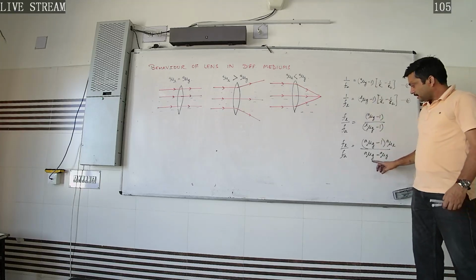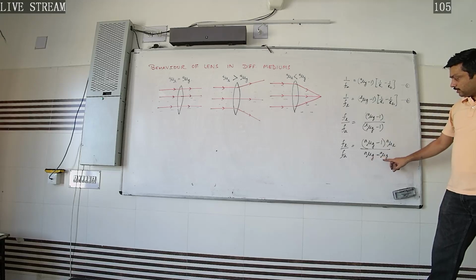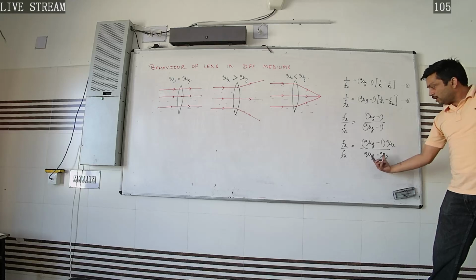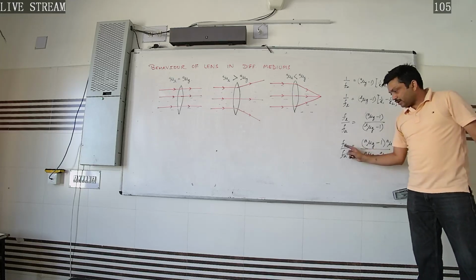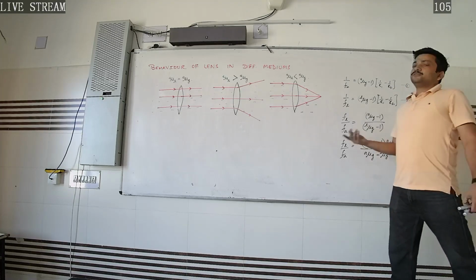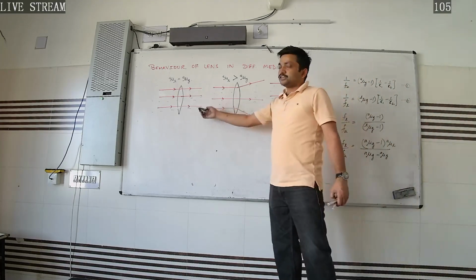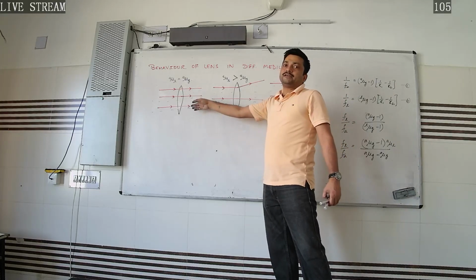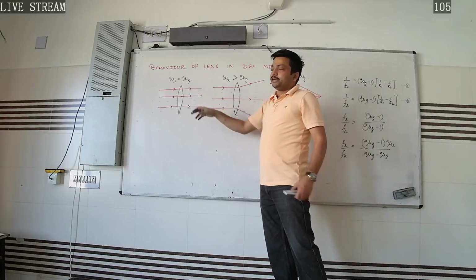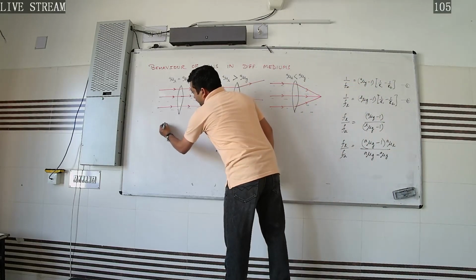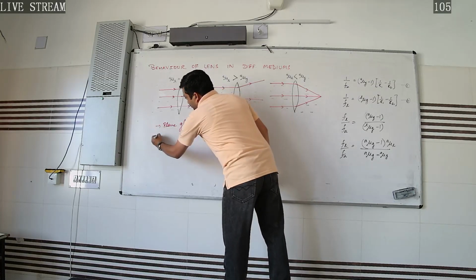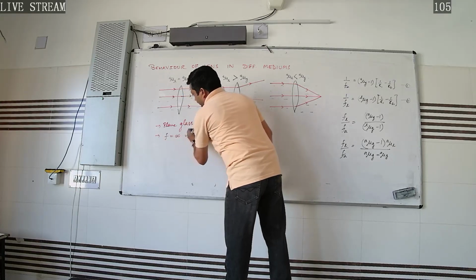Look at the first case. If the refractive index of both the media is found to be the same, this difference will become equal to 0. If this difference is 0, then the focal length of the lens in the liquid will become infinite. The focal length is infinite for a plain glass, that's why it will behave like a plain glass, because its focal length is found to be infinite.